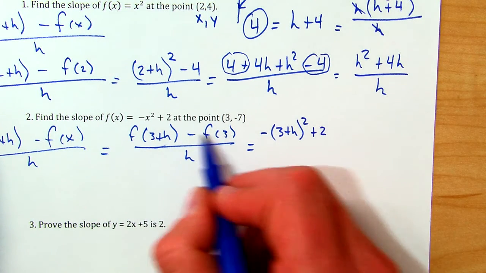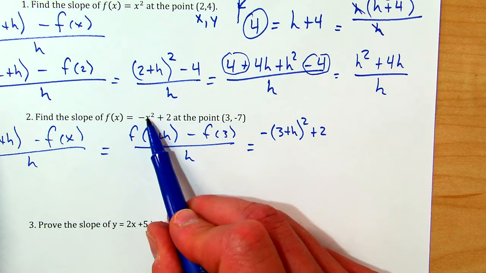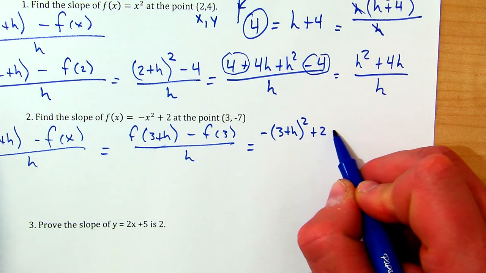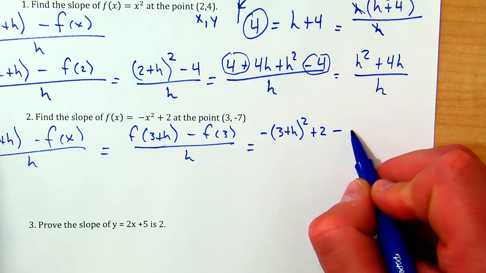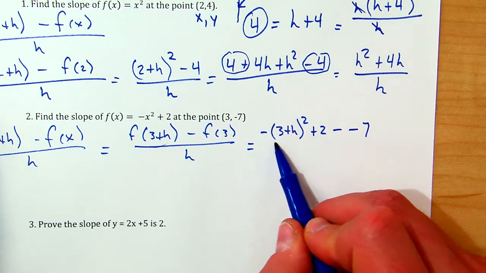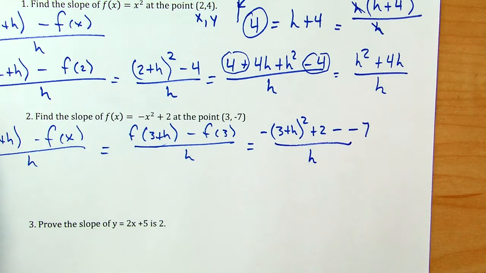If I plug in 3, I can either look at my point or figure it out. Looks like it's going to be -9 + 2, which is -7. So be careful. It's minus f(x), which in this case is -7. So minus the -7, all over h.